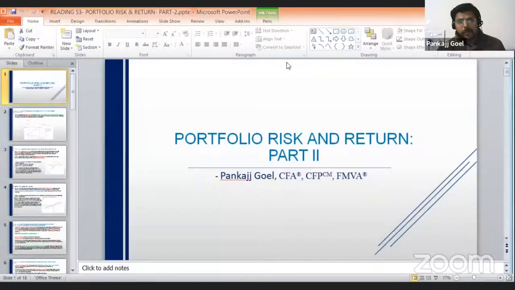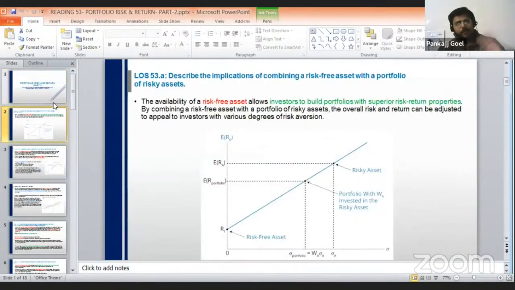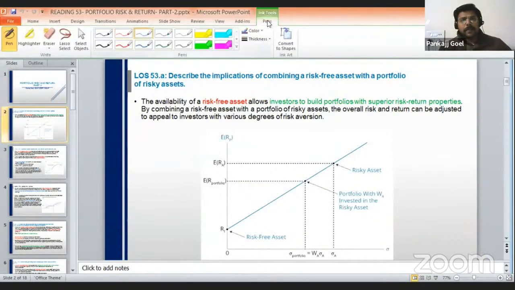Now let me come on to this. So we discussed portfolio risk and return, the first part. Now this is the second part.